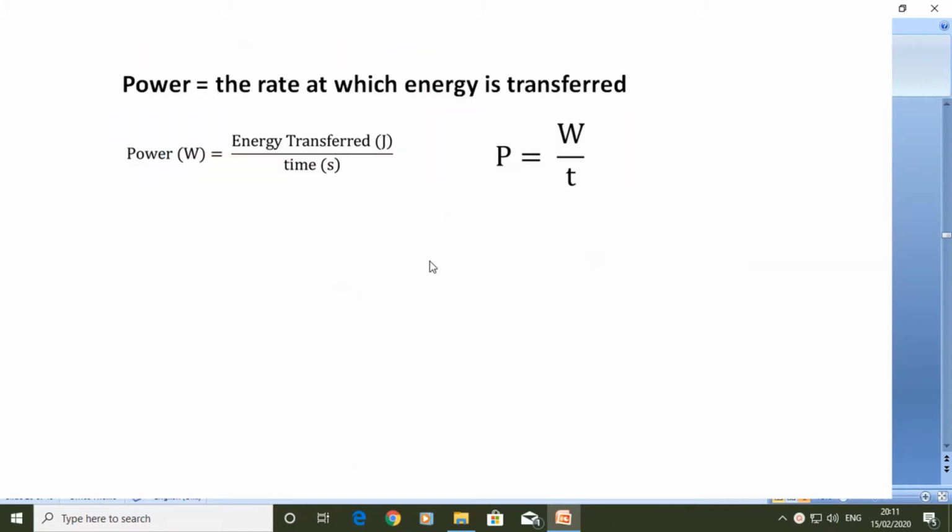Now, the power of a component is the rate at which energy is transferred. So power equals energy transferred over time. P equals W over T. I've seen questions where it says calculate the rate of transfer of energy in such and such, and students have been completely confused. If they'd said just work out the power, then they'd have got it. But remember, power is the rate at which energy is transferred.